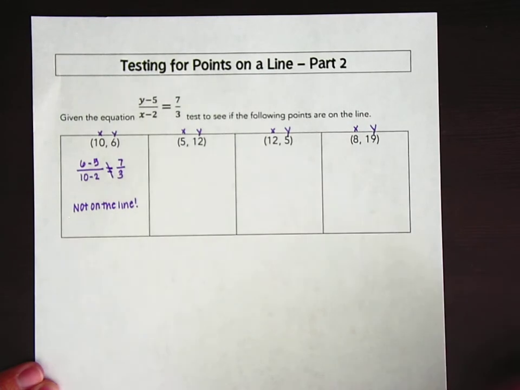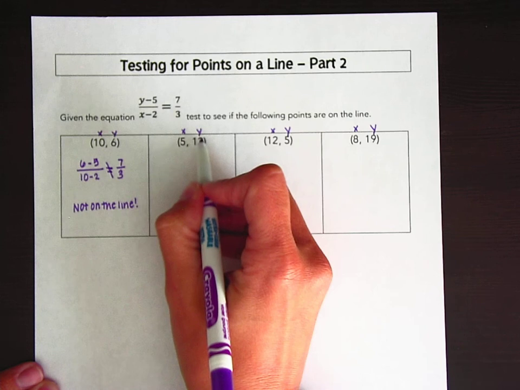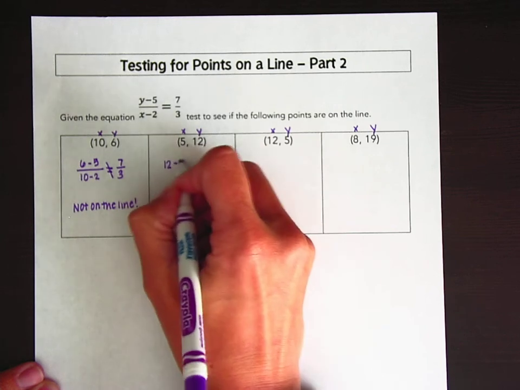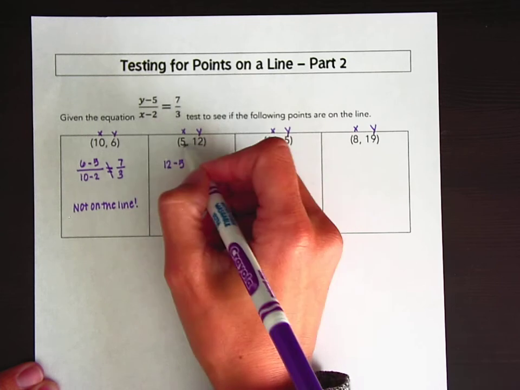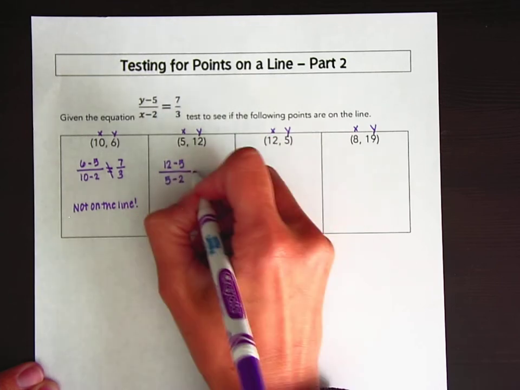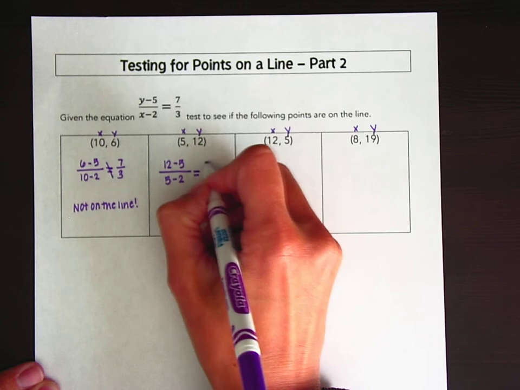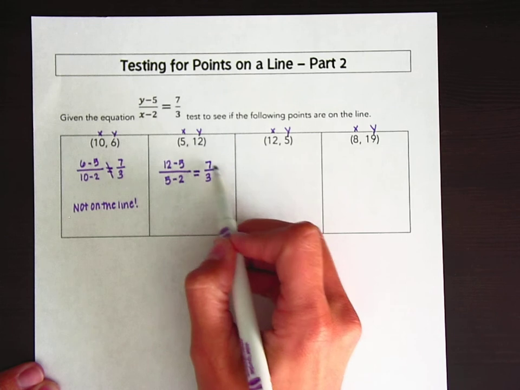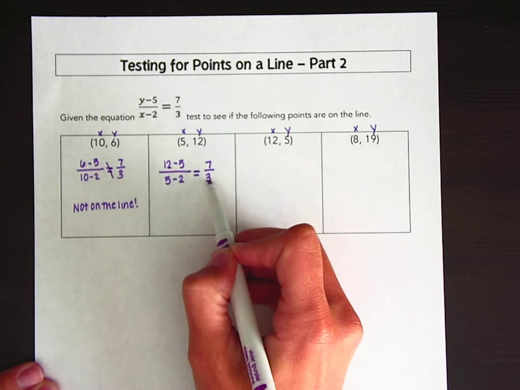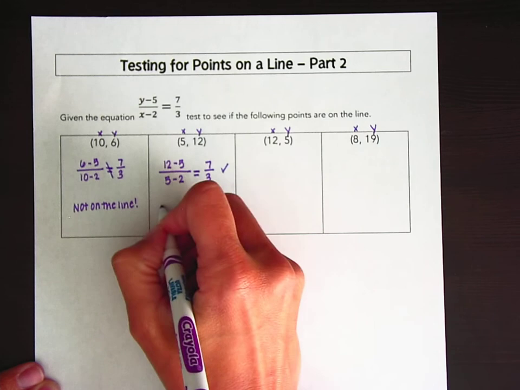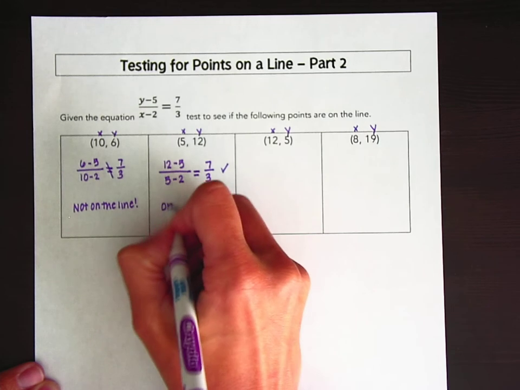Let's test our second one. So same thing, we're going to take our y value of 12 and substitute that in here. And our x value is 5, we're going to substitute that in as well. And this should equal 7 over 3 if this point is on the line. So 12 minus 5 is 7, 5 minus 2 is 3. So because this is equal, we know this one is on the line.